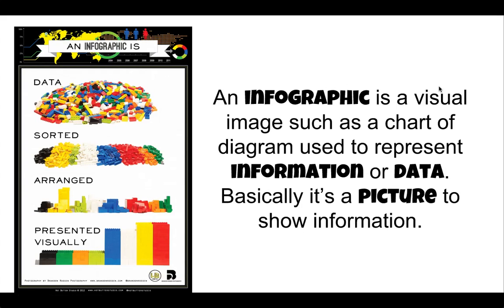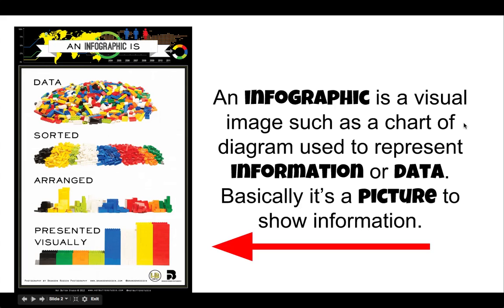First, let's show what an infographic is. As we talked about before on the other slide, an infographic is a way to show information through pictures. All right, so it's data that's then sorted and arranged and then presented in a visual way. Just kind of like it looks like over here on the side. That's actually an infographic to explain what infographics are. So you'll see that at the top it has all this data, and then they sort it into colors, and then they arrange it into blocks or sizes, and then they present it visually so that the reader can understand.